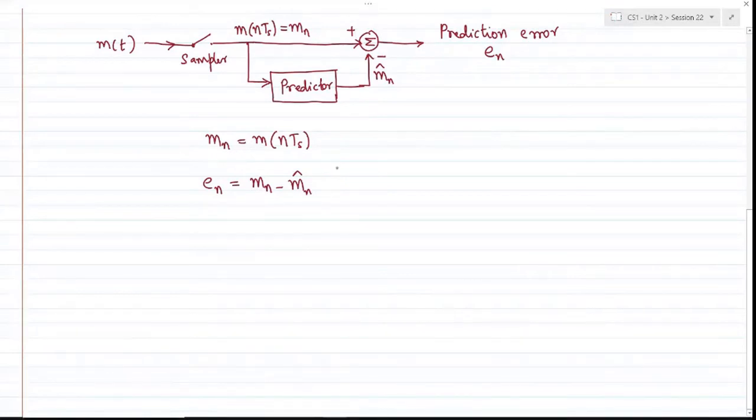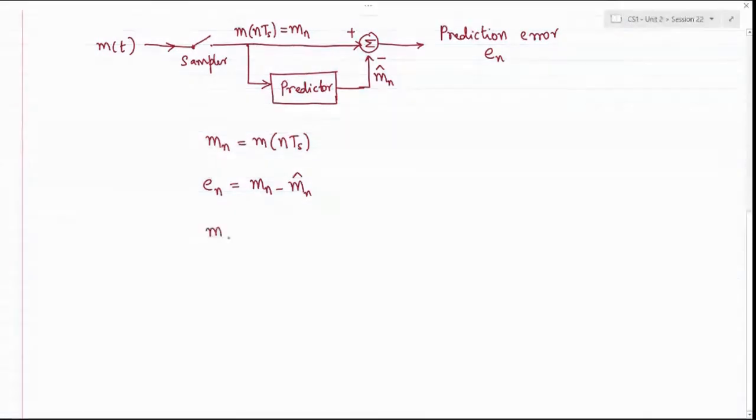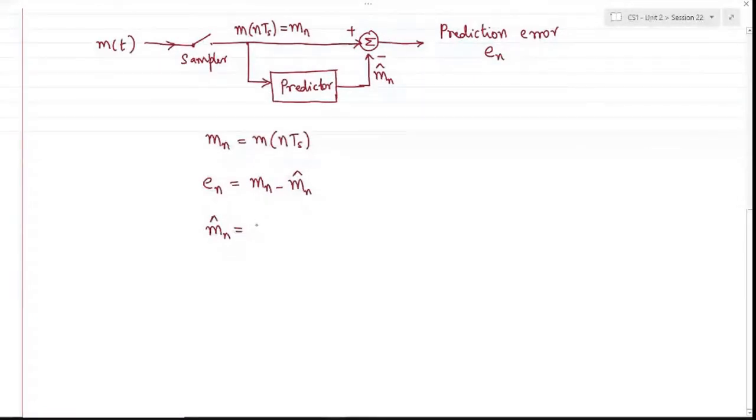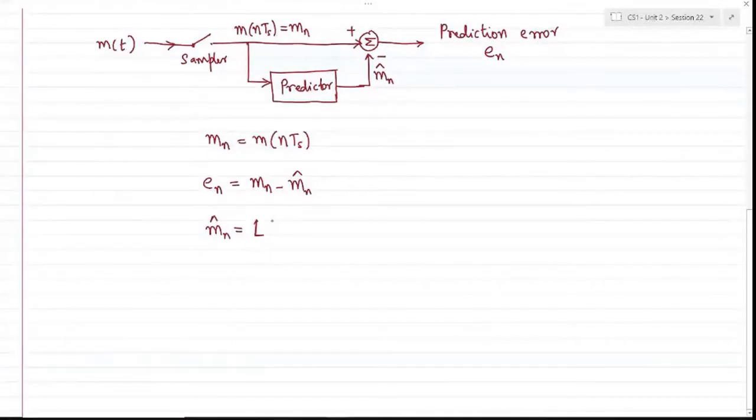How can we model this predictor? As long as this predictor is a linear operator, we can easily implement it at the receiver as well. If it is highly non-linear, it will generate more noise or more error in the transmitter itself. So we want this predictor to be as linear as possible, and hence we can say that m n hat is obtained by passing the samples through a kind of linear operator applied to m n.